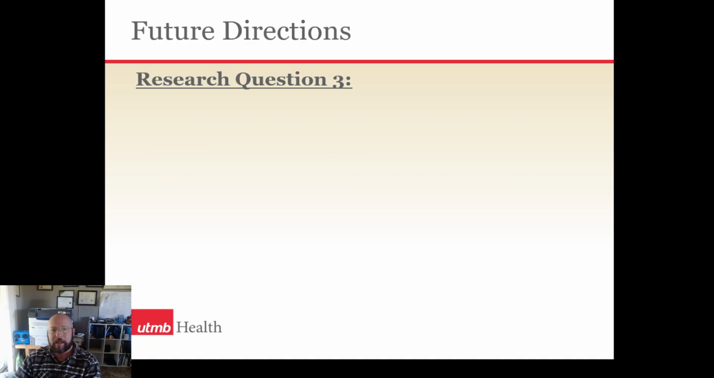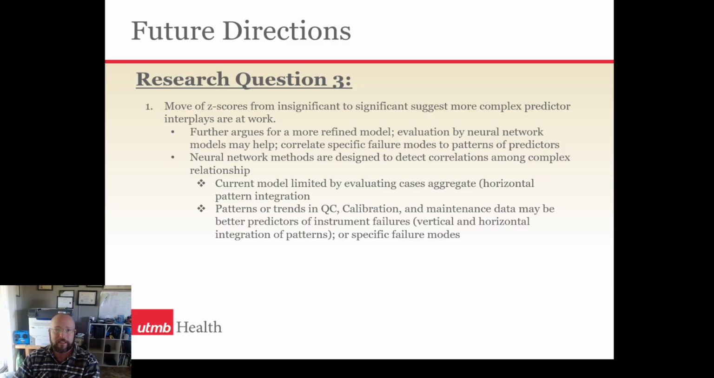But what are some future directions that we could glean from this? So we can move Z-scores from insignificance to significance. This suggests that there's a complex interplay between the predictors and the outcomes at work here. And it really argues for a more refined model. So in other words, there's something there. We just need more data and more computational power to find these patterns of predictors. Neural networks, large language models, AI, this is designed to detect these correlations in these complex relationships.